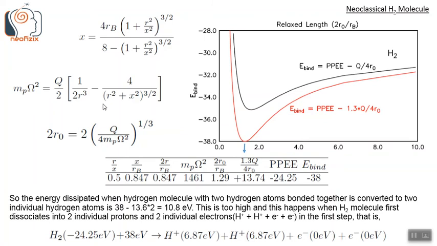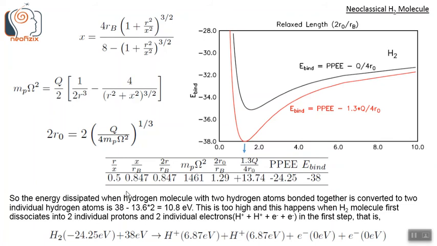So compiling the table using these expressions and the definitions of E bind and PPE that we defined earlier in the previous slide, we get these values. The minimum binding energy corresponding to this 4 particle system is minus 38 electron volts, and the total energy of this 4 particle system PPE is minus 24.25 electron volts. So this is shown here by the red line. E bind equals PPE minus 1.3 Q by 4R0, which is this red line.